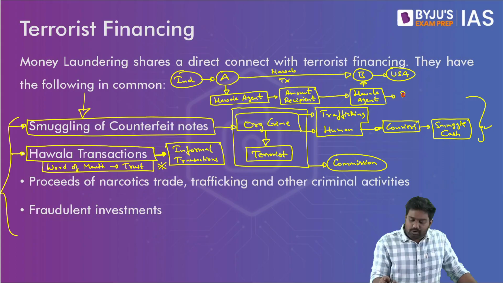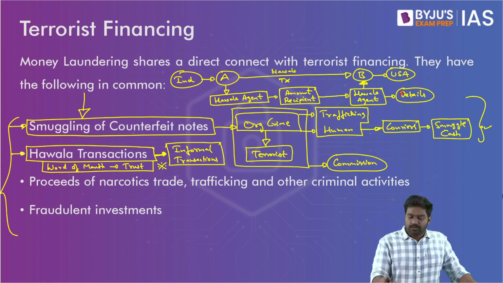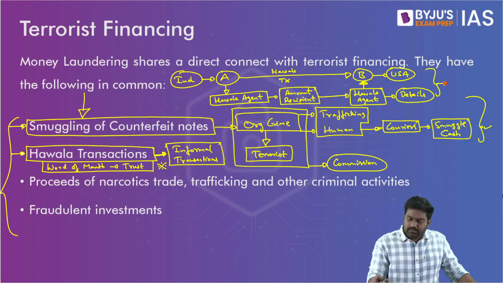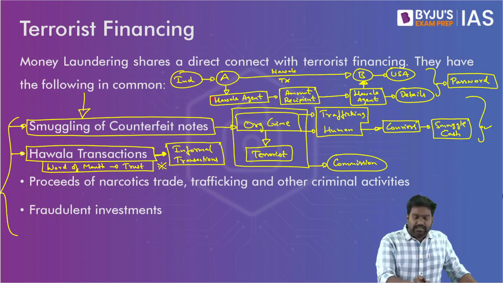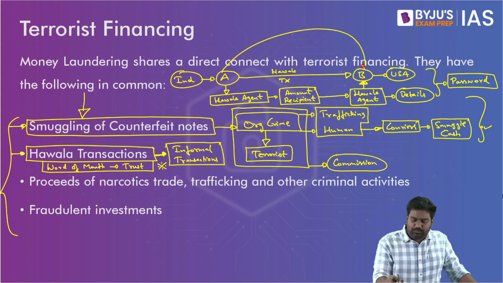He will give him all the details. See, this is the money you should pay to this guy. He's the recipient. And to ensure the safety, security of this entire transaction, there will be one password, which is known only to these entities. The Hawala agent in India, when collecting the money and the details, would have given the password to A, who's sending the money. He will communicate this to B.